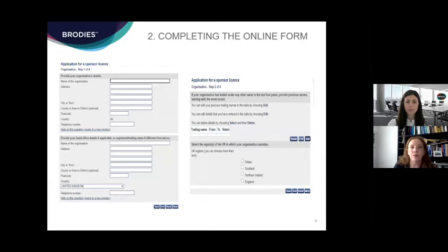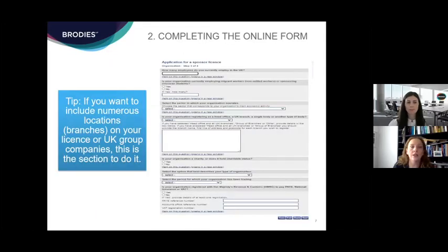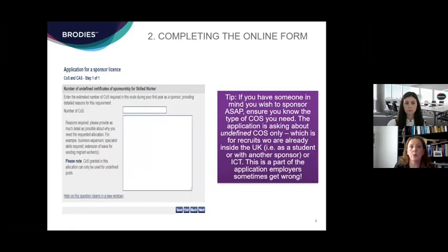This screen has information about the business, its registered office, etc., prior trading names, and then the geographical areas where you operate. And if we look at the next page, that's a screenshot of additional information where you can include numerous locations or branches on your license or other group companies. So that's the page where you would add that if appropriate.